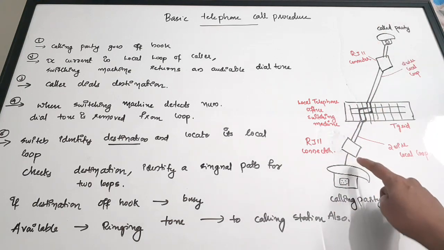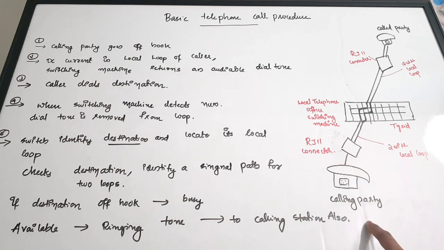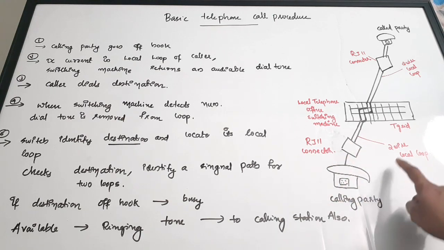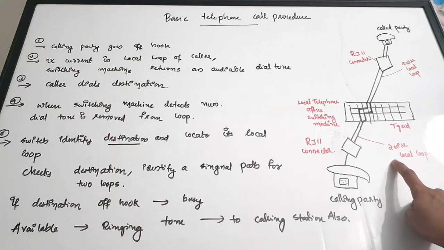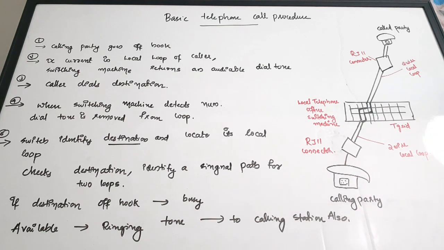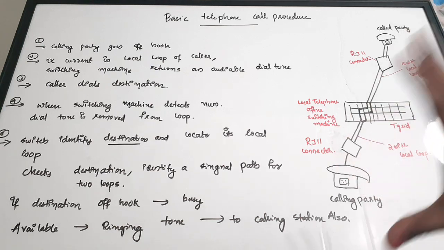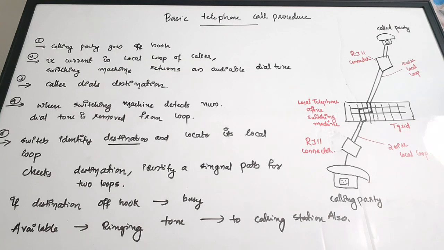All these things are basics. Every telephone set is connected to its local loop with the help of an RJ11 connector. All these things we have already discussed. So this is the basic structure of a telephonic system. Now let us see how a telephonic call is made.